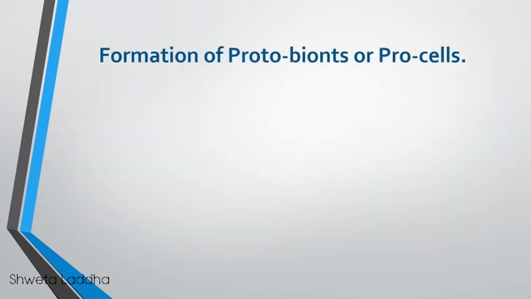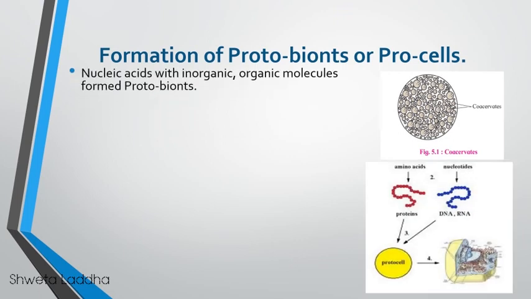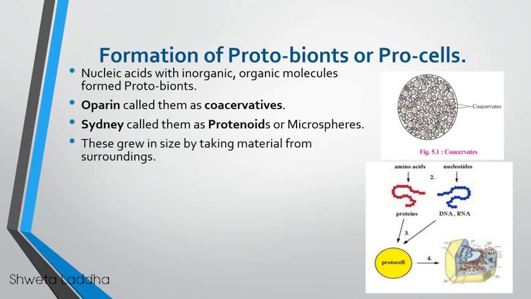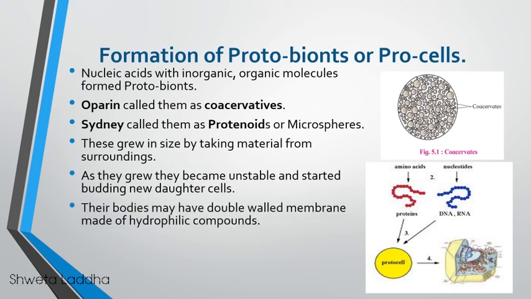The next step is formation of protobionts or procells. Now, nucleic acids with inorganic, organic molecules came together and they formed the protobionts. Oparin called them the coacervates, whereas Sidney Fox called them proteinoids or microspheres. These grew in size by taking material from the surroundings. They expanded. As they grew in size, they became unstable and they started budding off. They started forming new cells. Their bodies may have had a double-walled membrane, which might be made up of hydrophilic compounds. Thus, they form the first cell of protobionts or eubionts, eobionts.